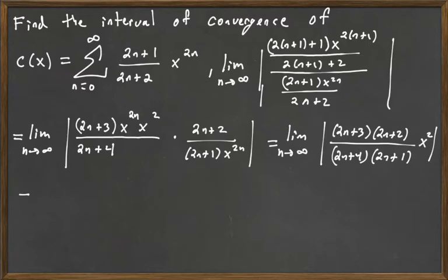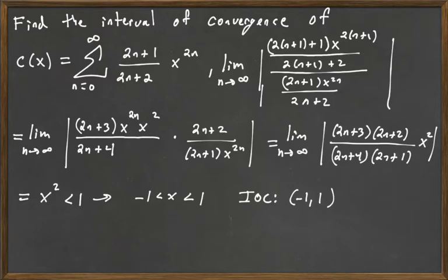The 2n plus 3 times 2n plus 2, that's going to be a degree 2 polynomial. And likewise on the denominator, 2n plus 4 times 2n plus 1 is going to be a degree 2 polynomial. Leading coefficients of both of them is going to be 4n squared, and so 4 over 4 will be 1. And so that limit is simply going to be x squared. And we want to know, for the ratio test, when is this less than 1? And that's going to occur when x is between negative 1 and 1. Okay, and that's your interval of convergence, negative 1 to 1.